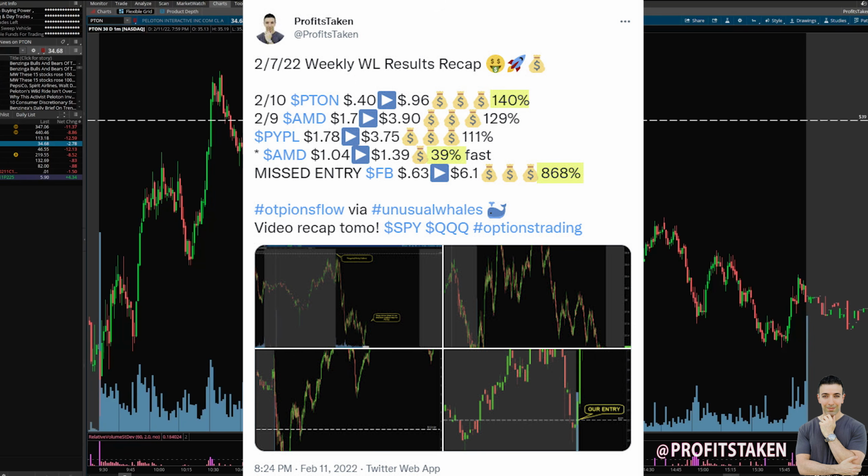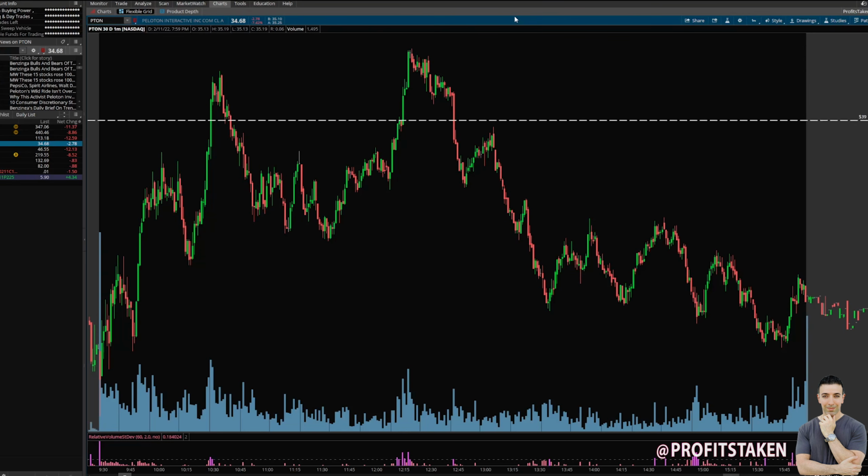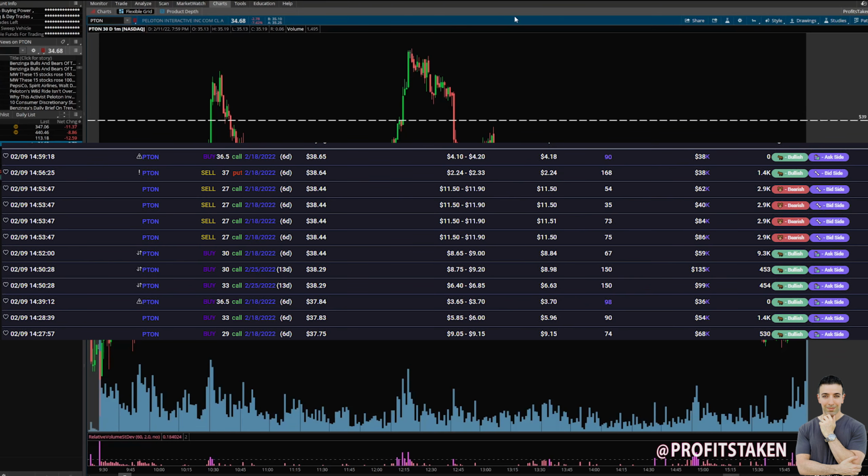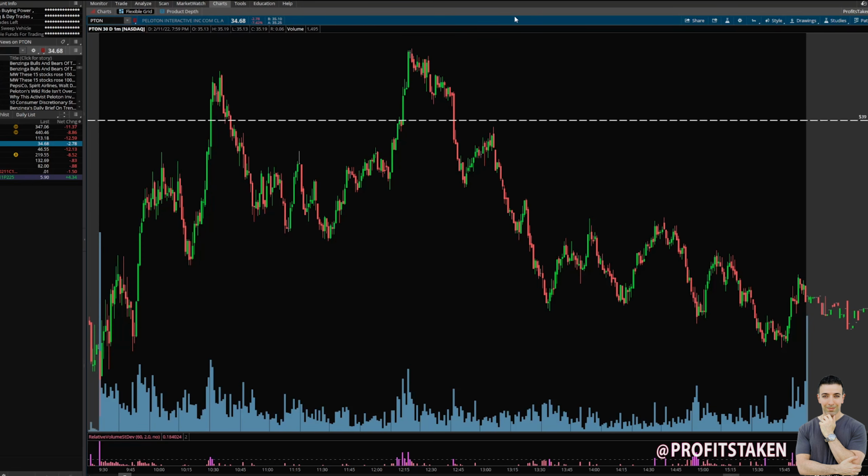So let's get started. We're going to start right here and dig right into it with PTON. Now, first thing to discuss is, yes, there was a bullish flow. I'm going to put that up on the screen. You could see it was slightly bullish. It wasn't the most heavily bullish flow you'll ever see, but it was bullish. So why did I call it to the downside? I just want to touch on that.